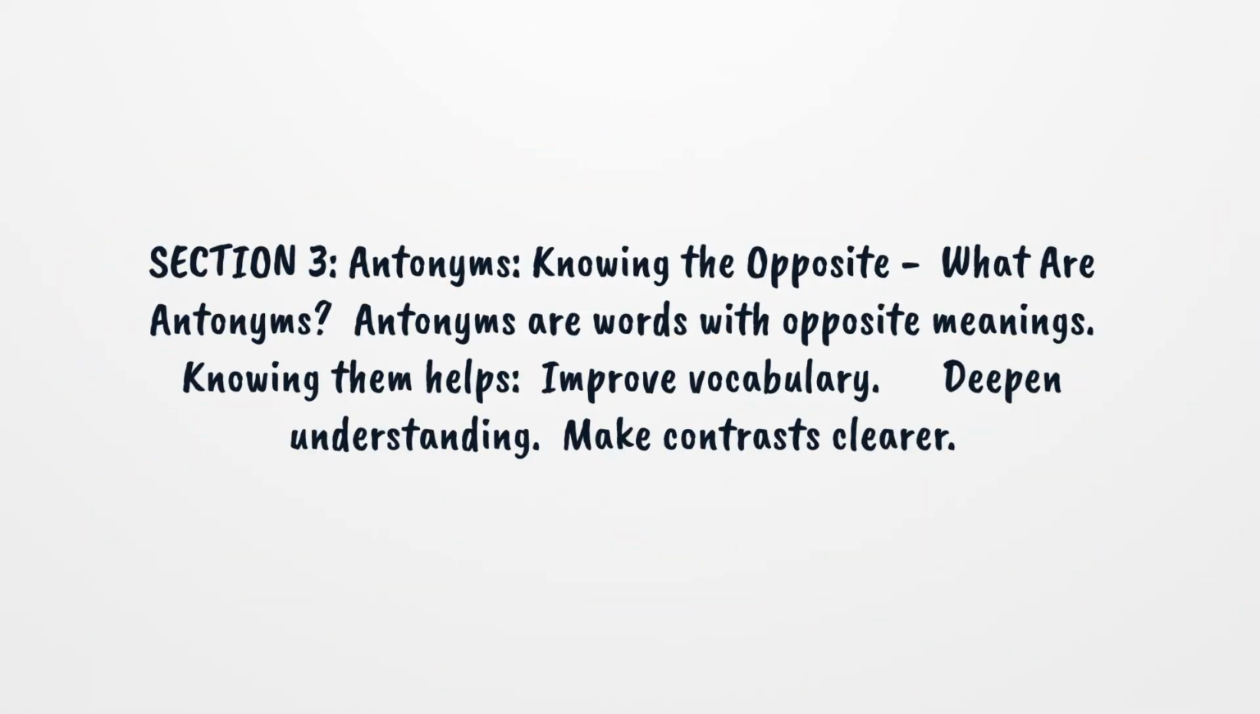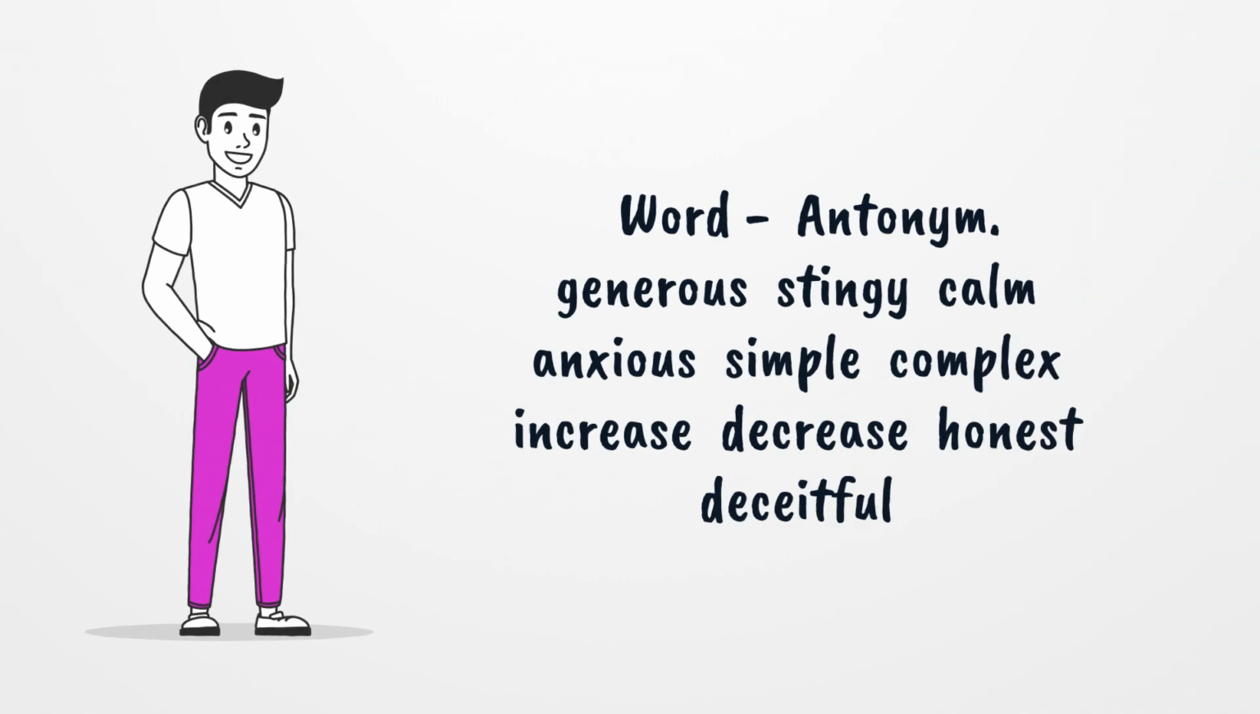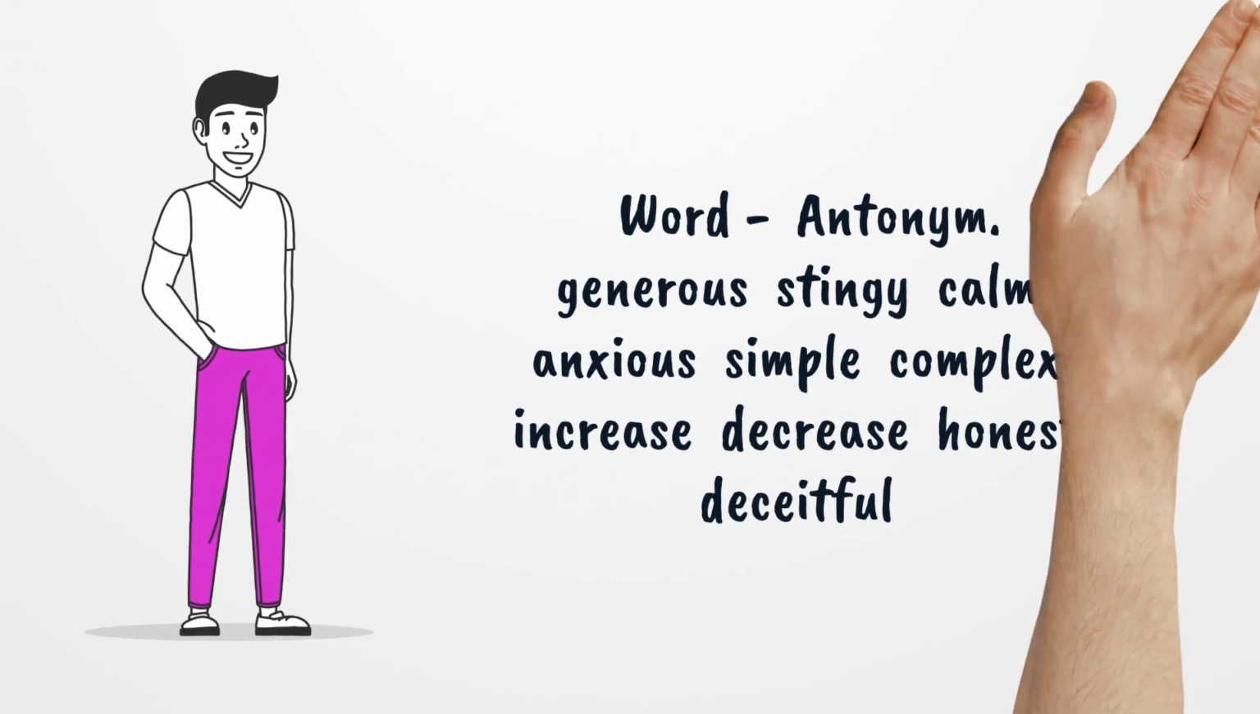Section 3. Antonyms. Knowing the opposite. What are antonyms? Antonyms are words with opposite meanings. Knowing them helps improve vocabulary, deepen understanding, and make contrasts clearer. Word and antonym: generous, stingy; calm, anxious; simple, complex; increase, decrease; honest, deceitful.